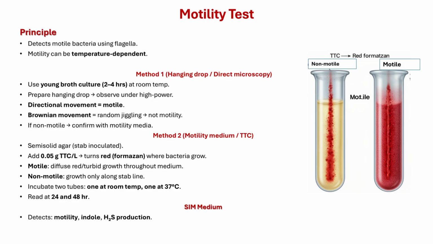In the semi-solid motility medium method, 2 tubes are stab inoculated and incubated, one at room temperature and one at 37 degrees Celsius. If tetrazolium salts such as TTC are added, they are reduced by bacterial growth to form a red pigment called formazan. Motile bacteria produce diffuse red or turbid growth throughout the tube, while non-motile bacteria grow only along the stab line. Tubes are examined at 24 and 48 hours. SIM medium can also be used to detect motility, as well as indole and hydrogen sulfide.